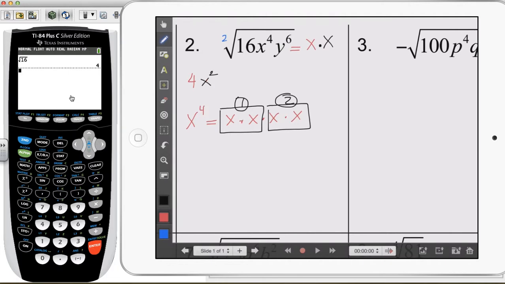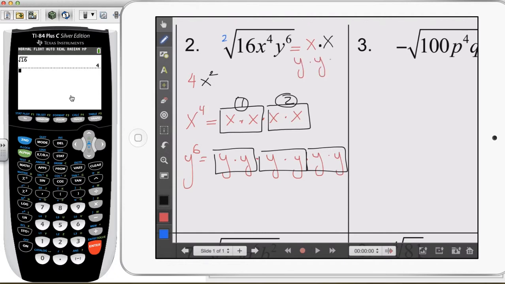Now y to the 6th means I have 6 y's being multiplied together. And remember, since the index is 2, anything in groups of 2, or any pairs, will leave the radical. So I have 1, 2, 3 pairs. So basically 3 y's will be leaving the radical. So y times y times y is y to the third. So that is another way you can think of it.